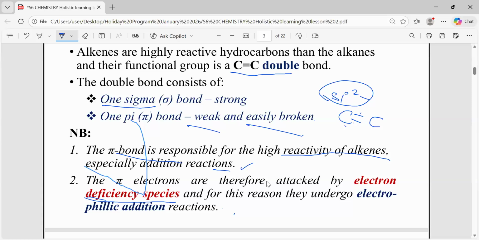So, sir, the pi bond is the one that is related to saturation, eh? Uh-huh.